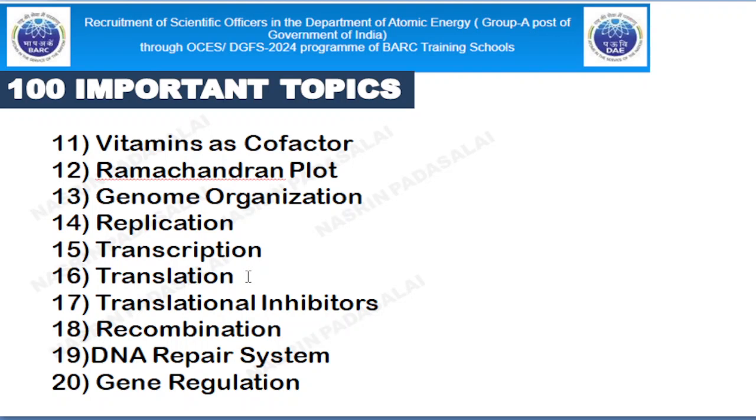If you study molecular biology itself, you can score at least 30 marks out of 300, because 10 questions will be asked from molecular biology alone. Next, you need to cover translational inhibitors, followed by recombination, which is very important. The most important thing is the DNA repair system. Last time 2 questions came from this DNA repair system.